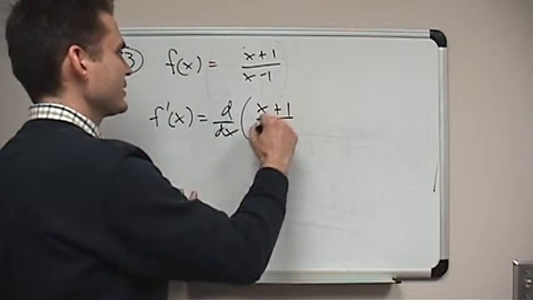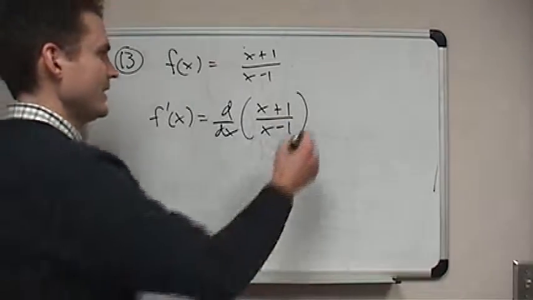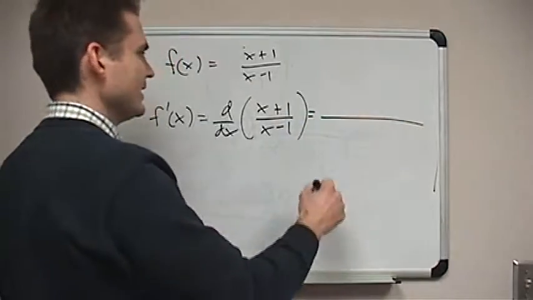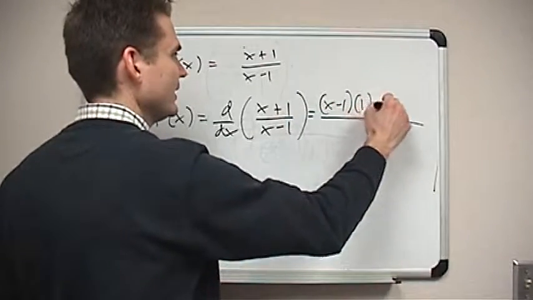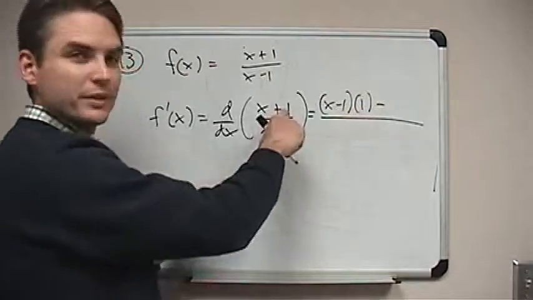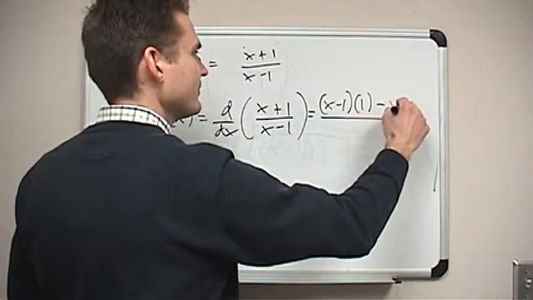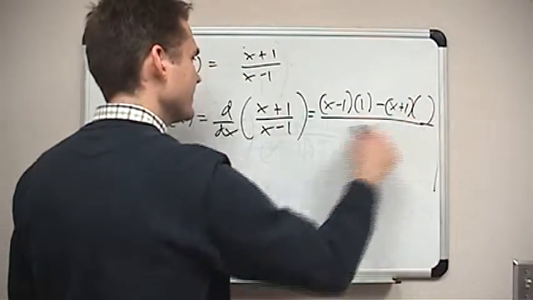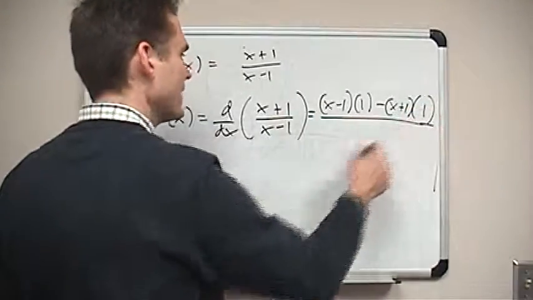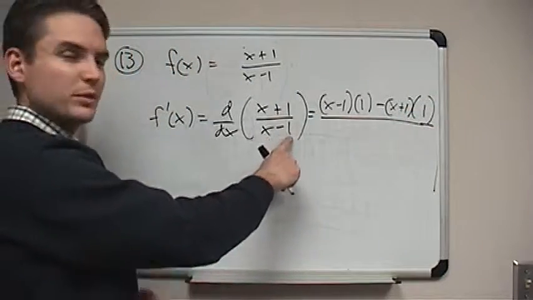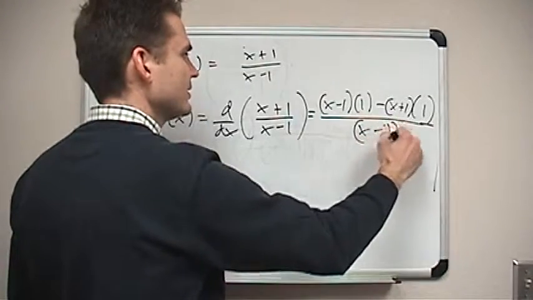Well, you look at the function here and you would say, well, I can use the quotient rule, right? The quotient rule says take the denominator times the derivative of the numerator. So x minus 1 times the derivative of x plus 1, which is 1, minus the numerator times the derivative of the denominator. Well, the denominator is x minus 1, so its derivative is also 1. Right, the derivative of x is 1, the derivative of 1 is 0. That's all over x minus 1 squared.